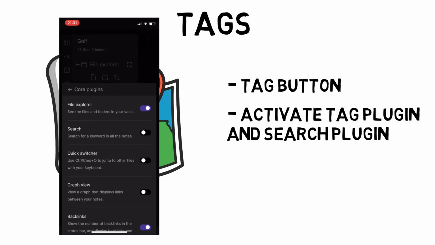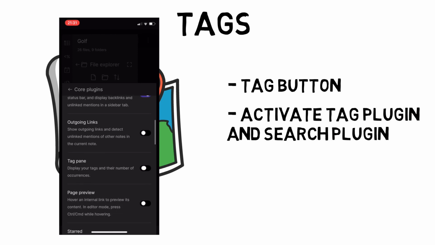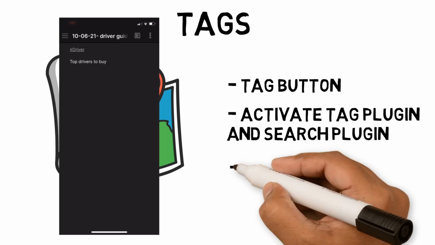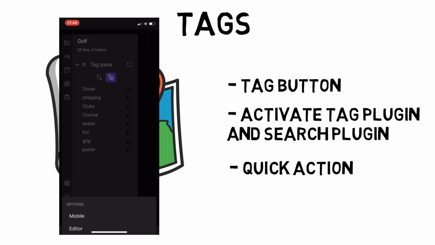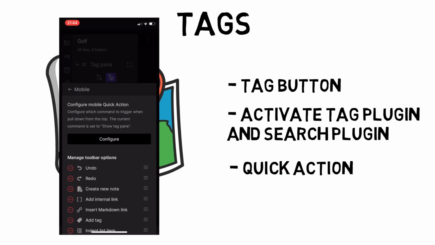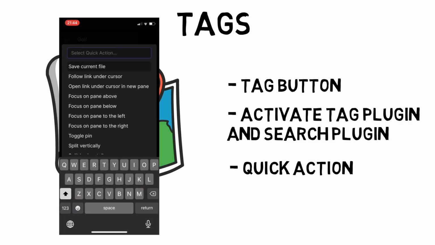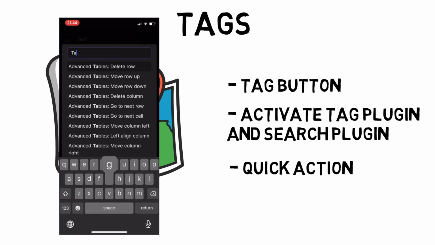You need to activate the tag plugin and search plugins in the core plugins options to use the tag pane. Obsidian Mobile lets you select a command when you drag the screen down. I set this to open the tag pane. Users can reconfigure the drag down to other commands in the mobile settings.